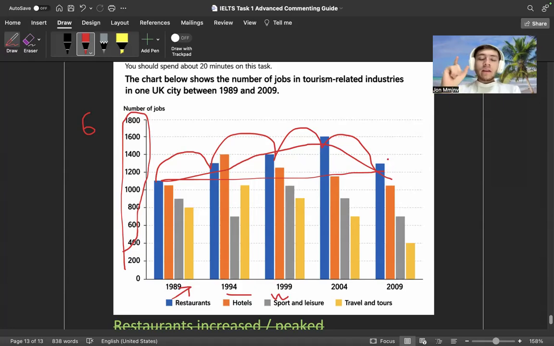All right. The most popular employer were the restaurants. That's what you need to write. They were the employer. The number of people rose, not the restaurants themselves, right? How about hotels? The number of hotel employees remained unchanged. That's what you need to write.